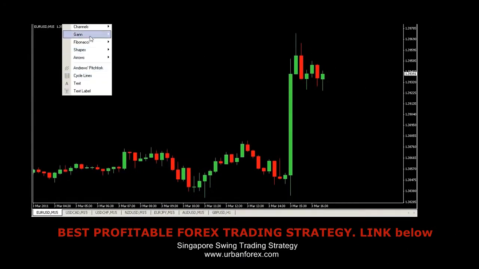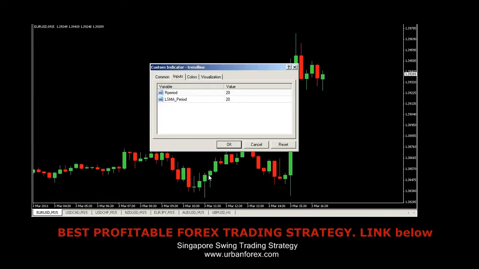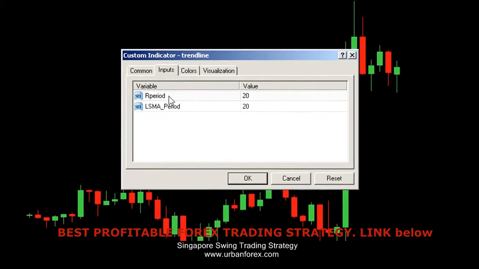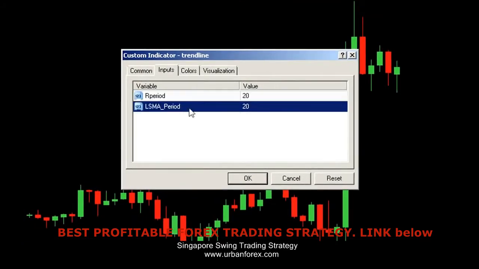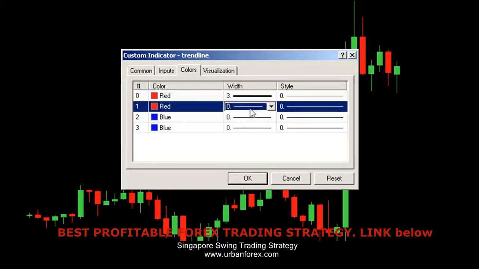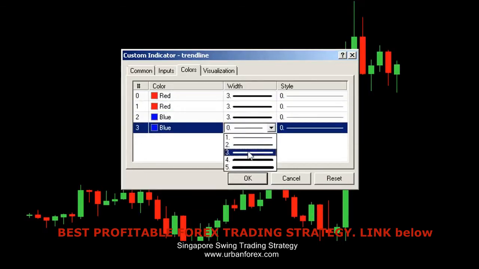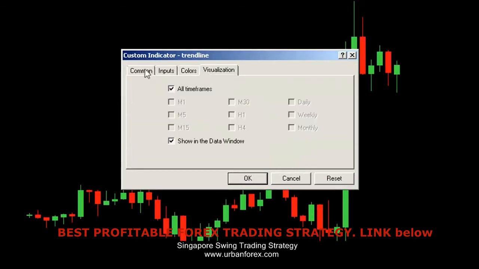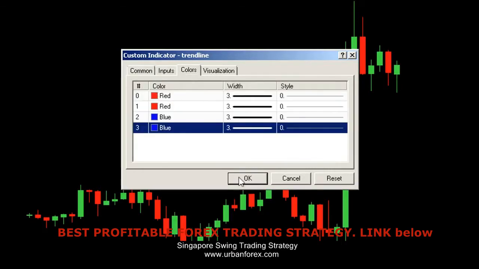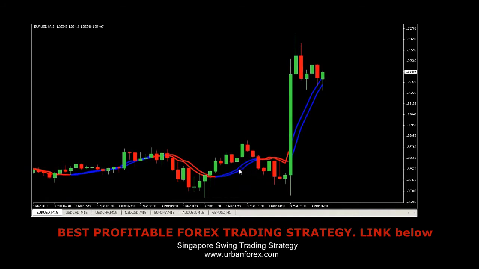Let's insert the custom indicator that you have downloaded, which is called the trend line. You want to keep the period at 20 and the LSMA period at 20. And what I usually want to do with the width, I want to make it a little bit thick so I can view it quite clearly. Let's make those 3 as well, all of them at 3, and we can leave everything else the way it is. Alright, let's click OK. Everything is drawn. You can see an uptrend is in blue, a downtrend is in red.